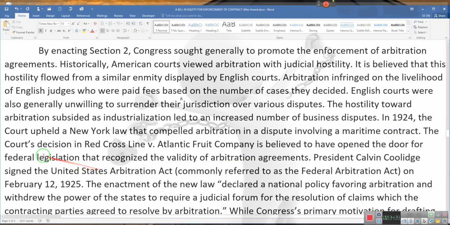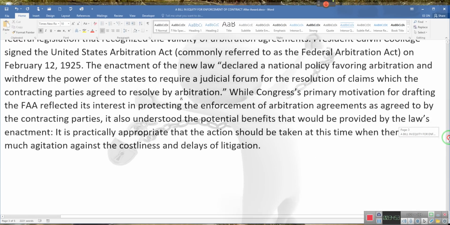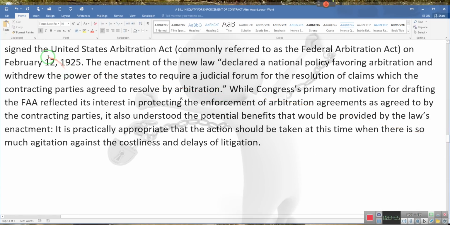The court's decision in Red Cross Line versus Atlantic Fruit Company is believed to have been the open door for federal legislation that recognized the validity of arbitration agreements. President Calvin Coolidge signed the United States Arbitration Act, commonly referred to as the Federal Arbitration Act. Ladies and gentlemen, it is called the United States Arbitration Act, but they call it the FAA.